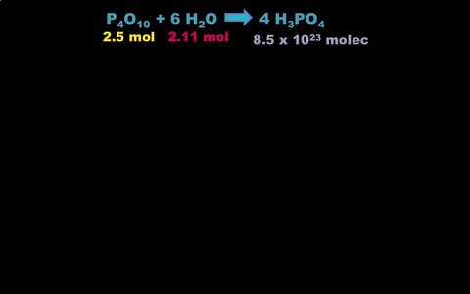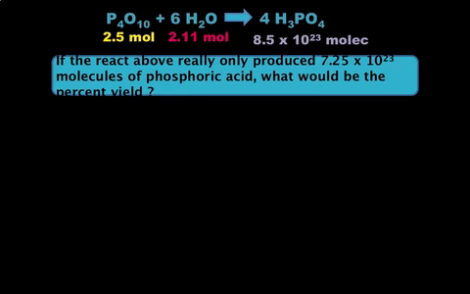So, to show you how you do this, we are going to look at this reaction, and we have 2.5 moles of P4O10 reacting with 2.11 moles of water, and that's going to give you 8.5 times 10^23 molecules of phosphoric acid. So let's say you did this in the lab, and it really only gave you 7.25 times 10^23 molecules of phosphoric acid. Okay, so you were supposed to get the 8.5 according to all your stoichiometry calculations, but you got this 7.25.